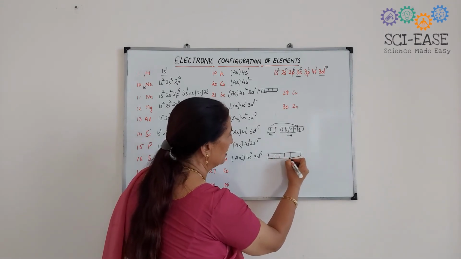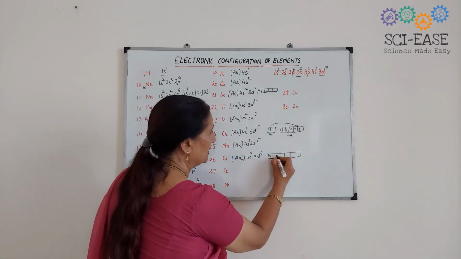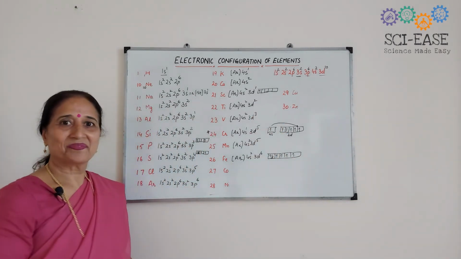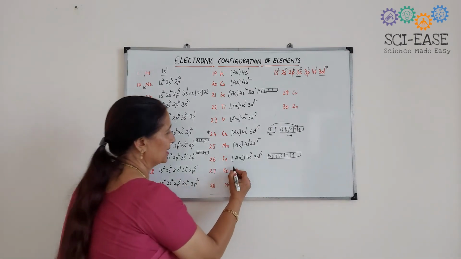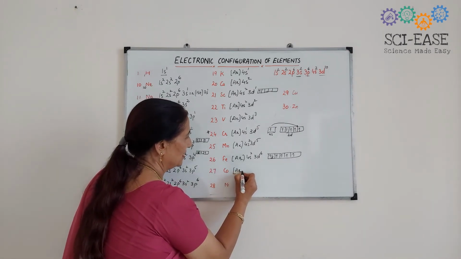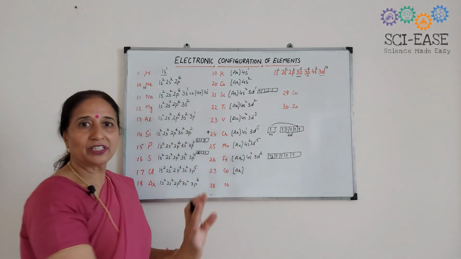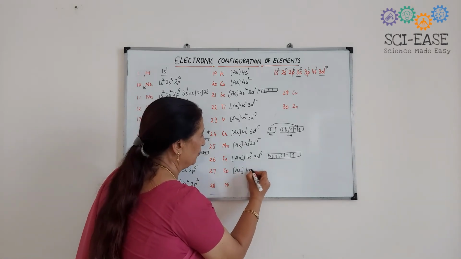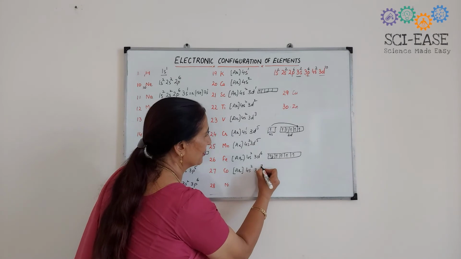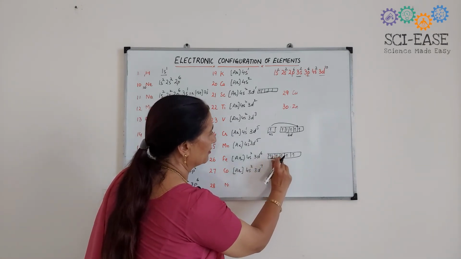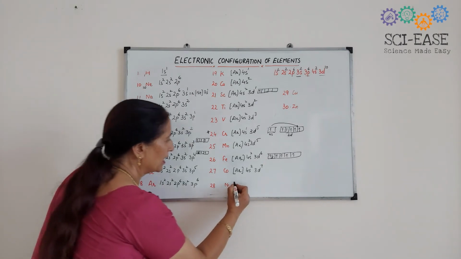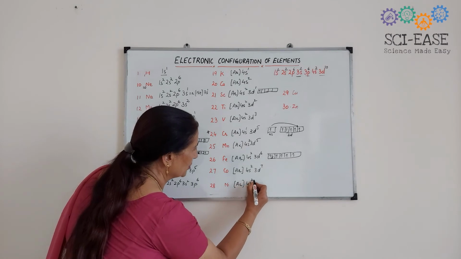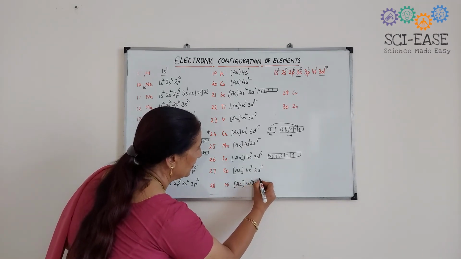I am drawing only the D subshell. 1, 2, 3, 4, 5 and 6. Clear? Now come to cobalt. Ar. This is the configuration of argon. We have written the core. 4s2, 3d7. So here one more electron will go in this orbital. Come to nickel. It is Ar, 4s2, 3d8.